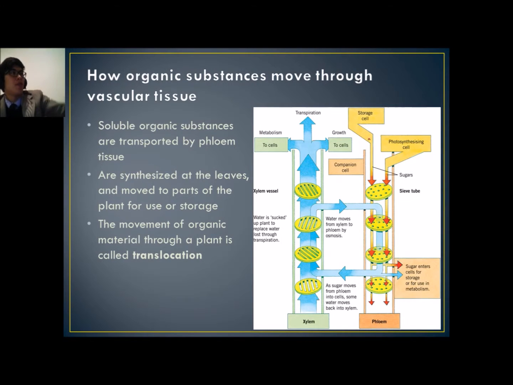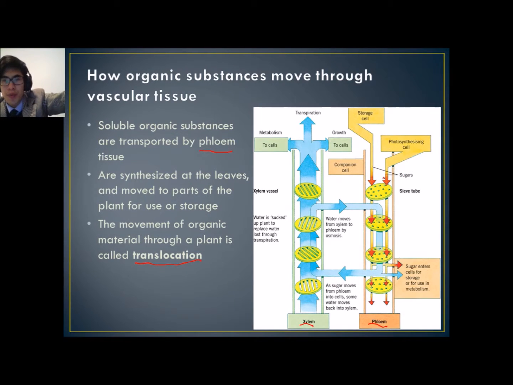Now, how organic substances move through vascular tissue. Have a look at this picture here, and you'll notice again, you've got the xylem on this side and the phloem on this side. So soluble organic substances are transported by phloem tissue. Okay, so we're looking at again sucrose, or micronutrients. Sucrose and hormones are synthesized at the leaves, and move to parts of the plant for storage. And the movement of organic material through a plant is called translocation, which is over here.